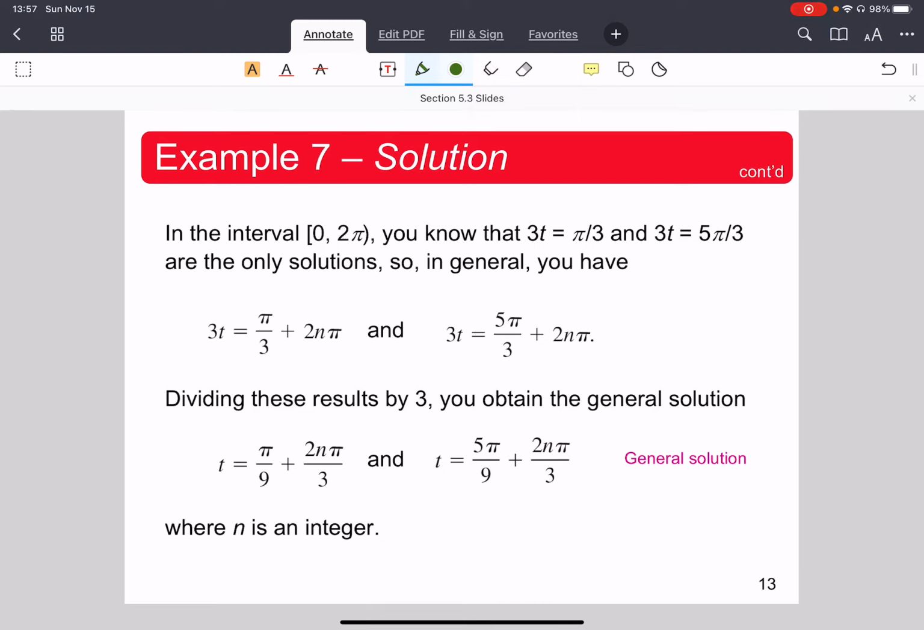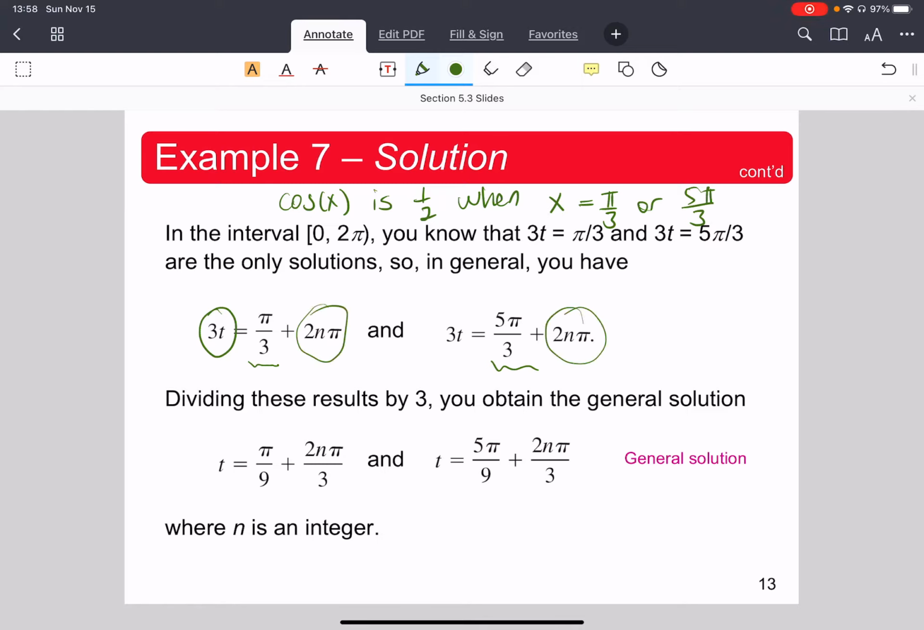So let me write it here. Cosine x is 1/2 when the whole angle, the inside, is pi over 3 or 5 pi over 3. Okay, so that's what I know. But because my angle is 3 times t, then 3t must be pi over 3 or 5 pi over 3. And of course, we're going to add 2n pi because of the cycling situation.